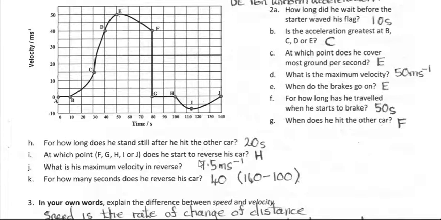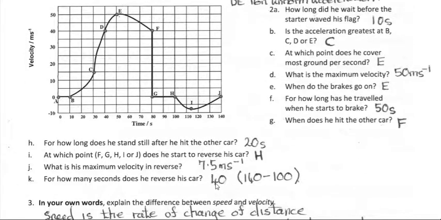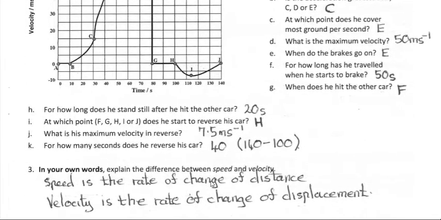At which point does he start to reverse his car? He's going backwards, negative velocity here, so it's point H, he starts to reverse. What's his maximum velocity in reverse? It's down here, about 7.5, halfway between 5 and 10. How many seconds does he reverse his car? He's reversing all the way from H to J, so from 100 to 140 seconds, so 40 seconds.